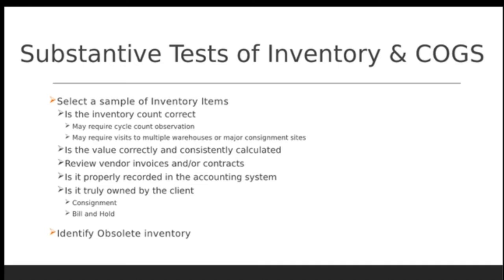Is the value correctly and consistently calculated for how it rolls up to the inventory value on the sheets? And then does it go to the accounting system properly? You'll want to review some invoices from vendors or any contracts that are out there just to make sure that the value is correct there also. And is that truly owned by the client? Is it on consignment? Is it a bill and hold? So you've billed it, but you're holding it, so you don't want to include that in your inventory. And again, you're going to make sure that it's a true bill and hold. And then identify any obsolete inventory. Those are kind of the major tasks of getting into your inventory and looking at it and checking on it.